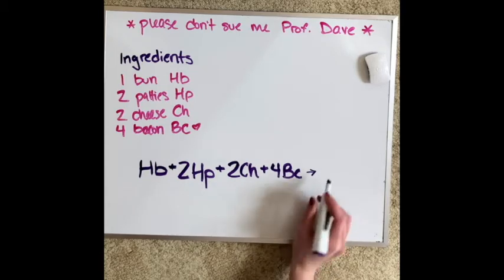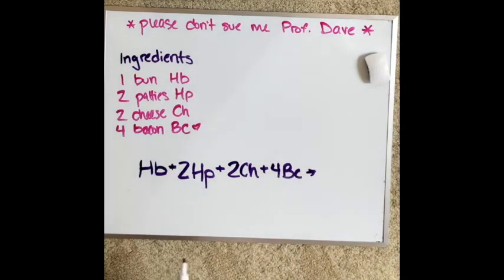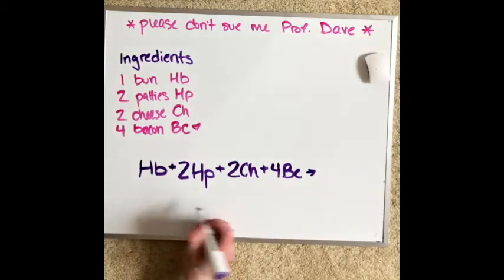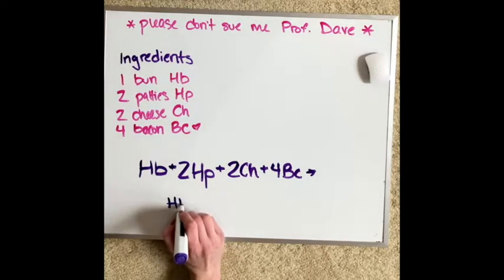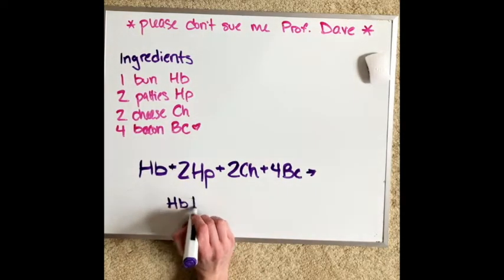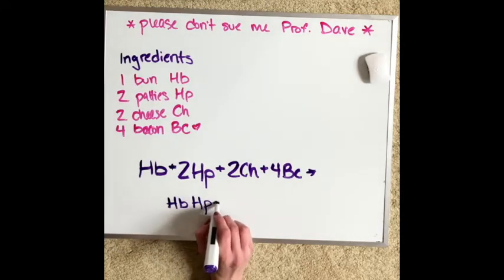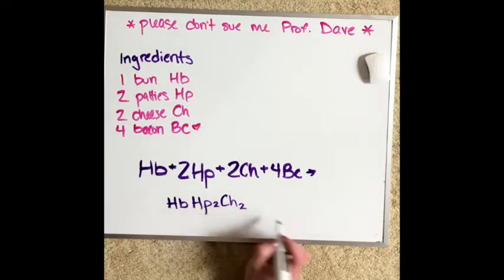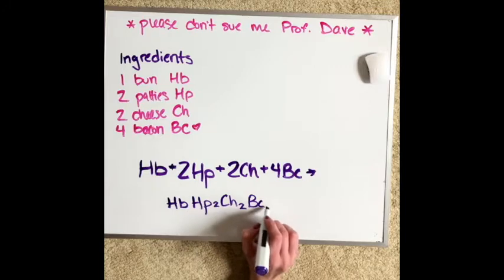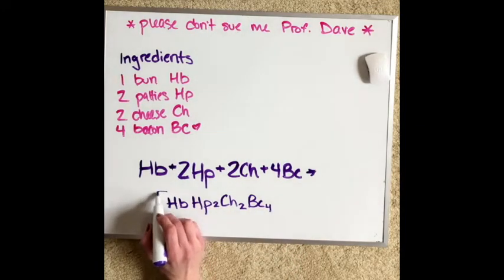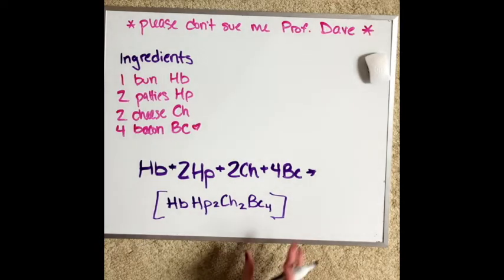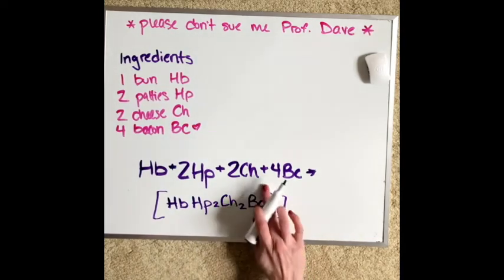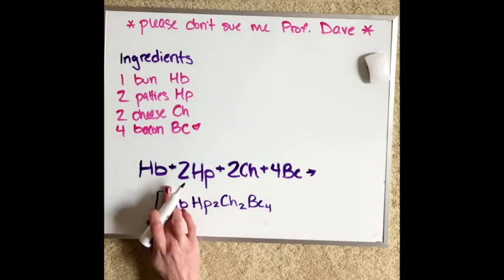So I want to symbolize that by writing things with subscripts instead of coefficients. So I'm going to move this down a line because I'm going to need some space. But it would look like HB, there's one of those, bonded to HP subscript 2, cheese subscript 2, and finally bacon subscript 4. And then this is one giant thing all bonded together, like a bunch of different elements combining to make one big molecule. So that is your final answer for your equation.